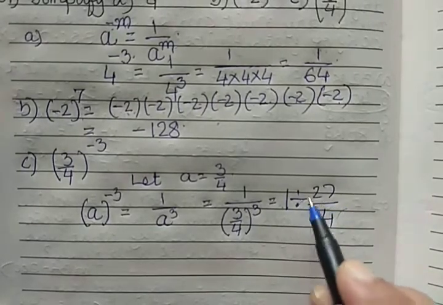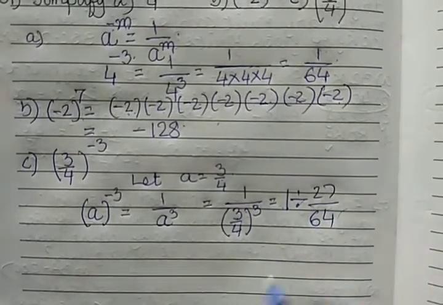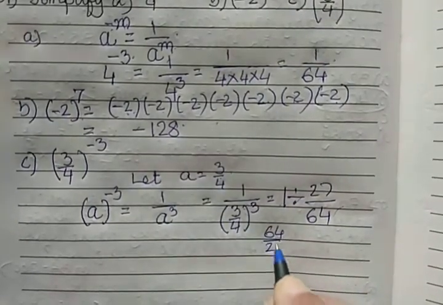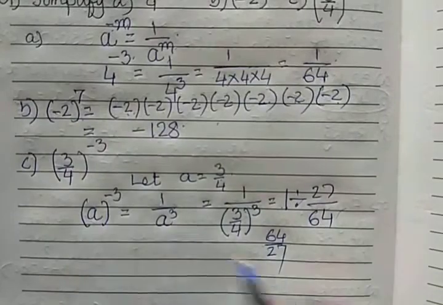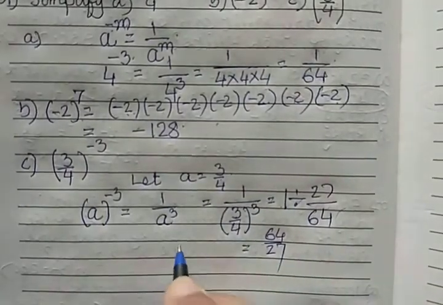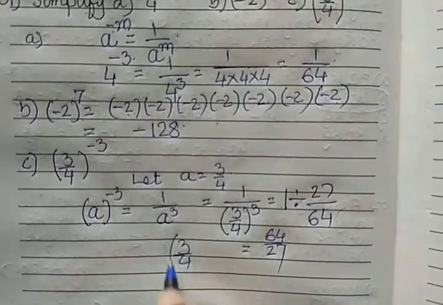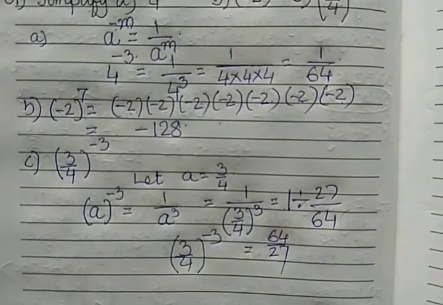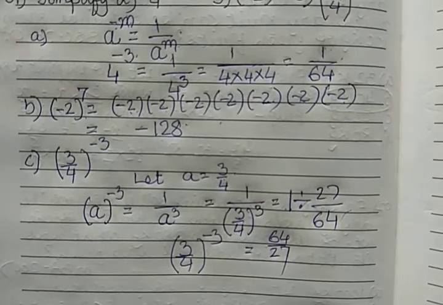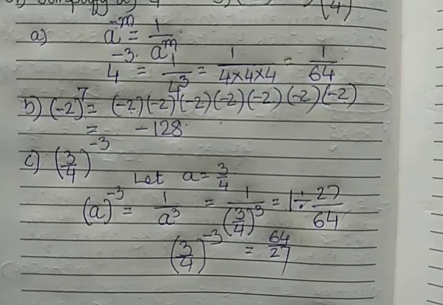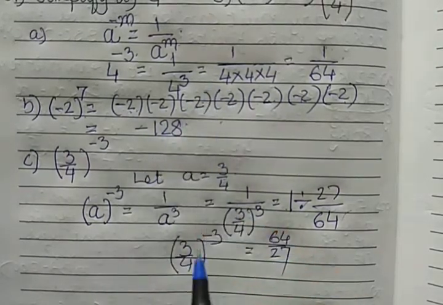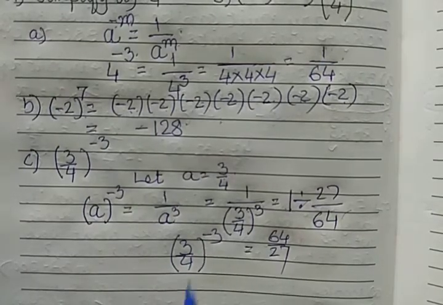So if you change this divide by into multiplication, what do you get? 64 by 27. So the value of 3 by 4 whole to the power of minus 3 is 64 by 27. I think you understood how to simplify if this type of question is given.